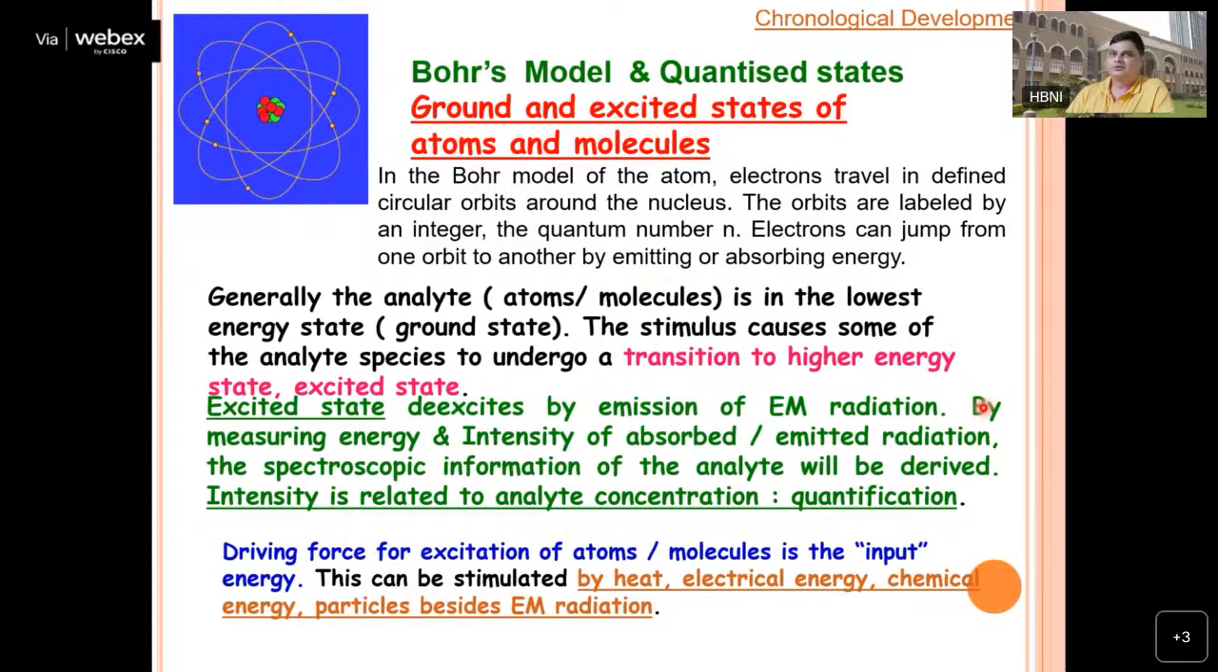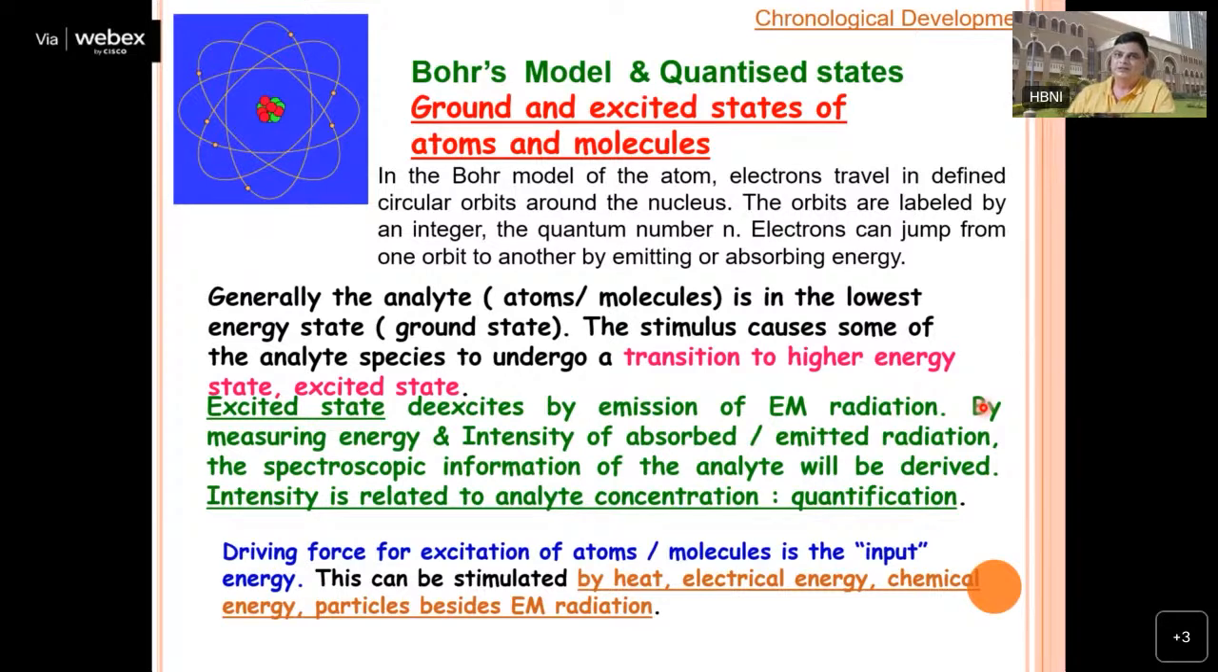In the Bohr model of the atom, electrons travel in defined circular orbits around the nucleus, and the orbits are labeled by integers, the quantum number n. An electron can jump from one orbit to another by emitting or absorbing energy. Whatever energy is absorbed or emitted, we measure it, and that is termed spectrometry. We use these signatures of the atoms to identify and quantify various elements.